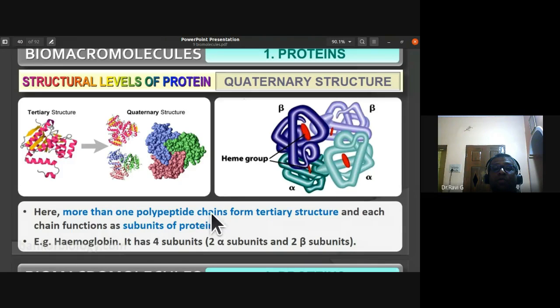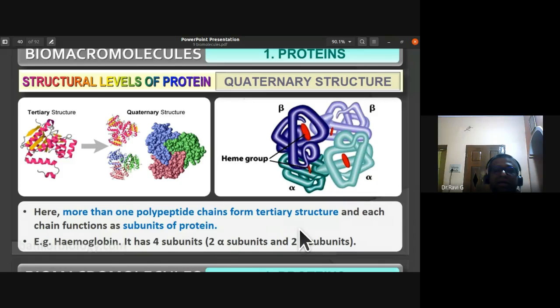So more than one polypeptide chain forms tertiary structures, and each chain functions as a subunit of the protein. For example, hemoglobin. Hemoglobin has four subunits, two alpha subunits and two beta subunits. They have a heme group. So hemoglobin is an example of quaternary structure.